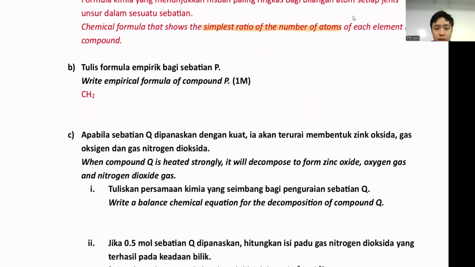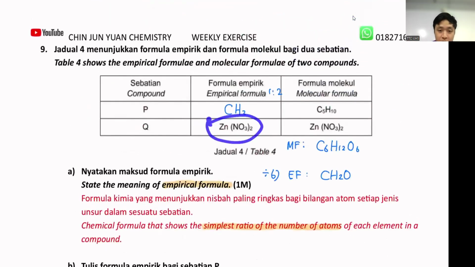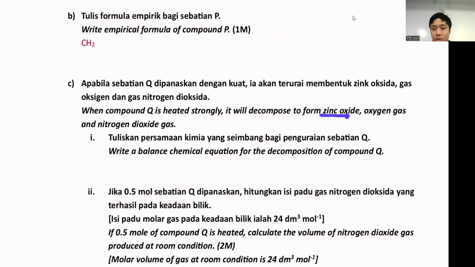When compound Q is heated strongly, it will decompose to form zinc oxide, oxygen gas, and nitrogen dioxide gas. Write a balanced chemical equation for the decomposition of compound Q. Actually, this is an experiment we did in Form 4, Chapter 6, where you heat compound Q, which is zinc nitrate. When you heat the nitrate salt, you will get 3 products. One is the residue, the other 2 are gases. So what happens is, they told you already, you get zinc oxide, oxygen gas, and nitrogen dioxide.